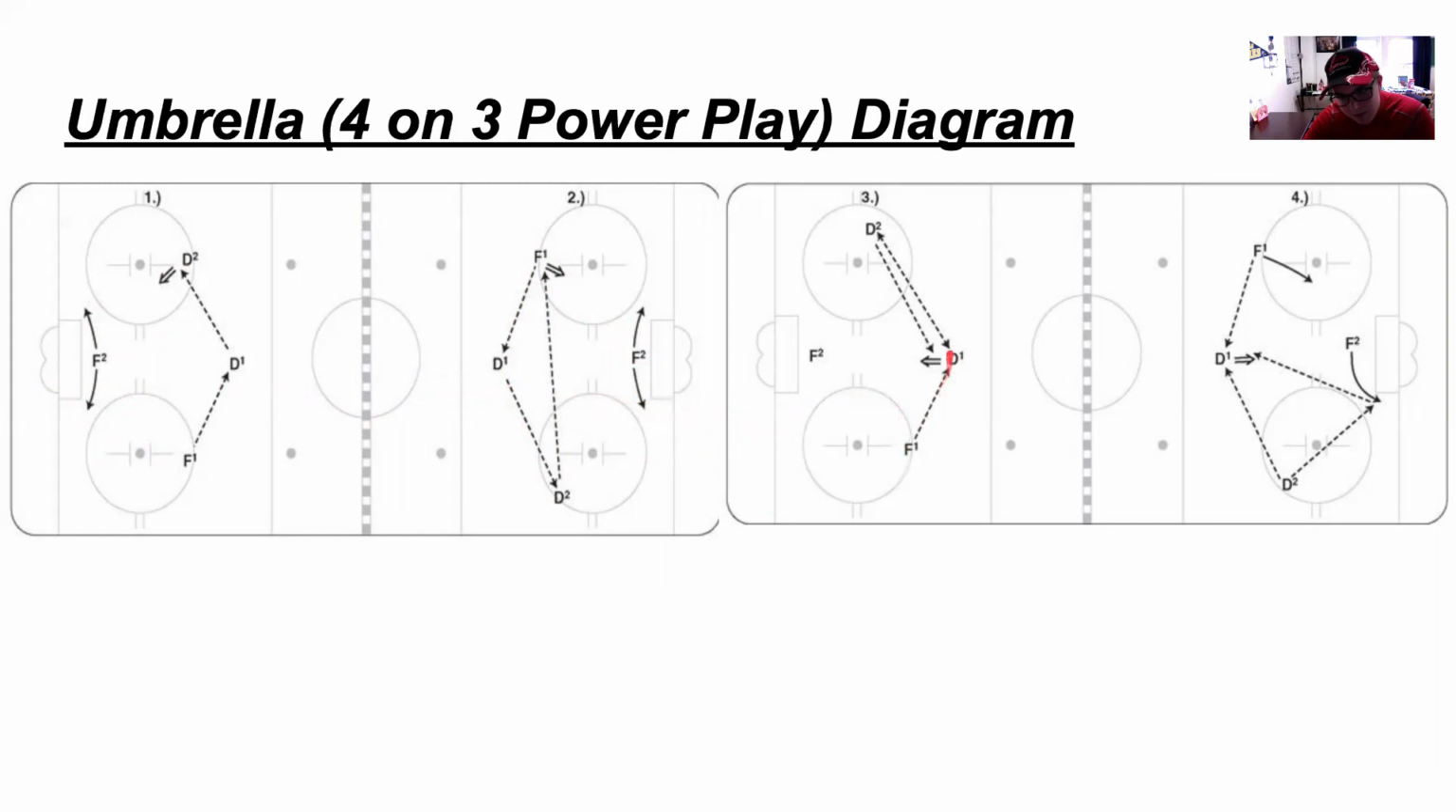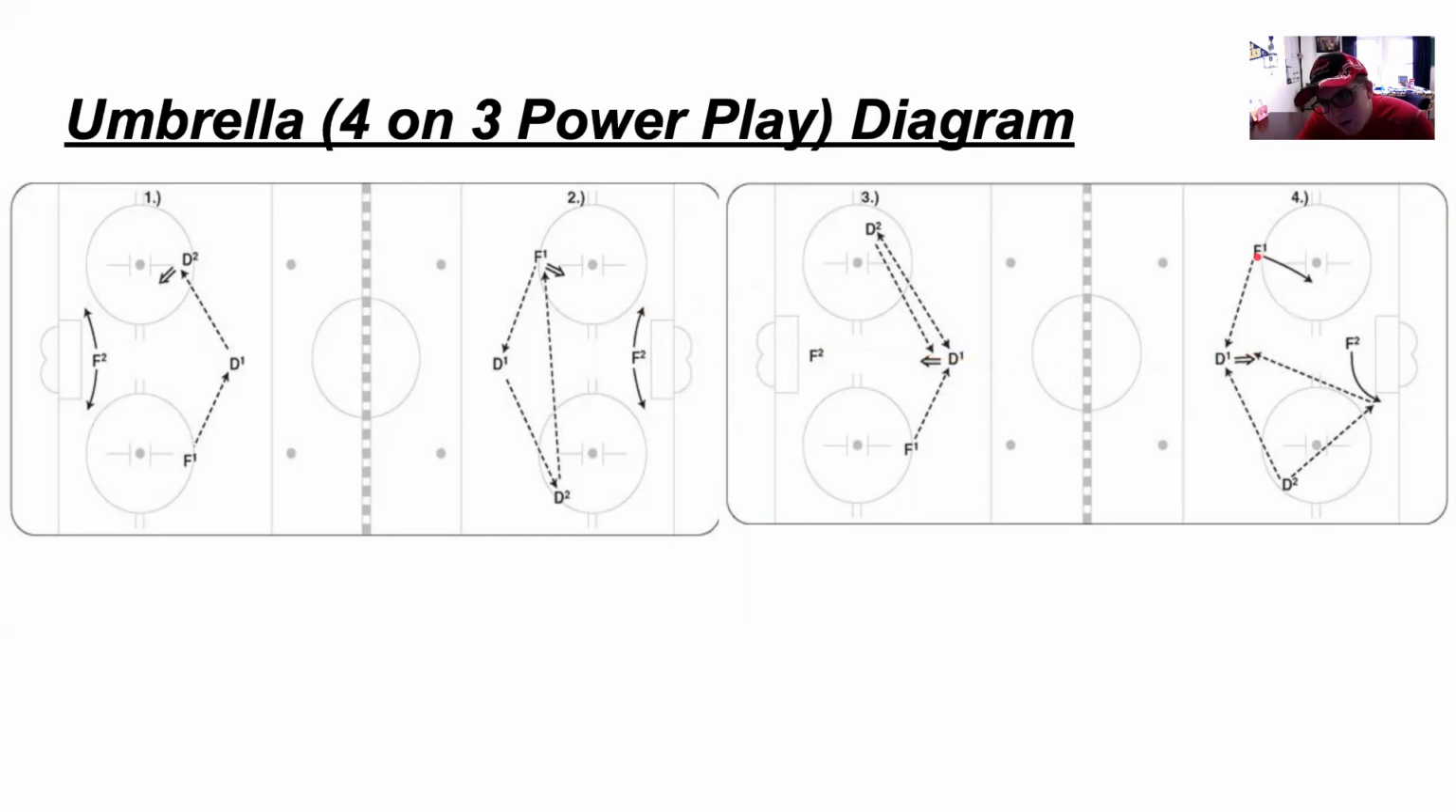F1's going to pass to D1. Pass back to D2, who passes back to D1, who takes a one-timer. D2 can move down a little low, pass right here for a one-timer, or D2, once that puck is coming, can make that quick pass back for D2 to take a one-timer, and F2 is in front of the net screening, looking for a rebound or a deflection.